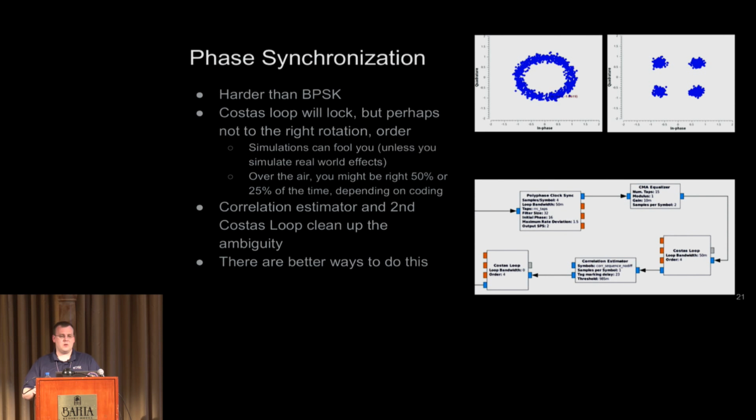So phase synchronization: I've always dealt with lower level modems like GMSK or BPSK. Phase synchronization with QPSK is a lot harder. I had very early success where I had a modem that was working, but it was either only working half the time or a quarter of the time when you fired it up, right? Because it's locking on to the wrong constellation pattern.